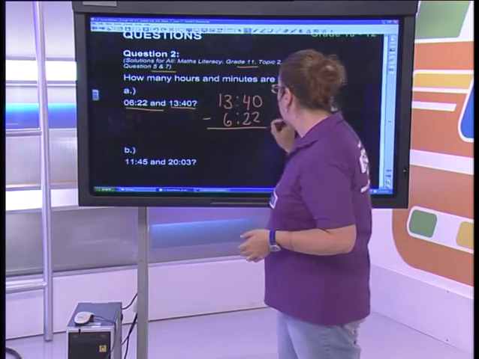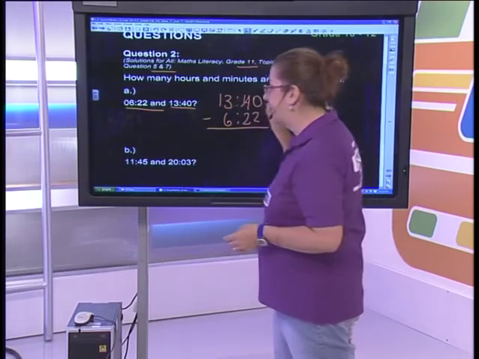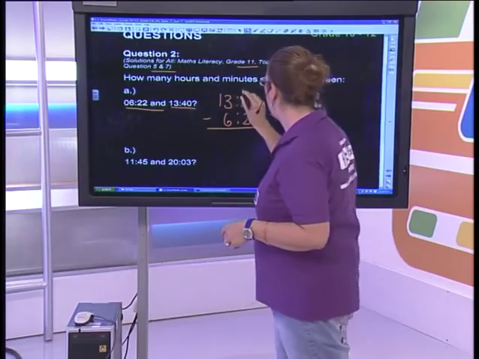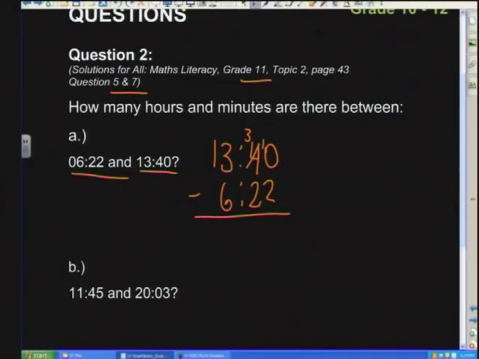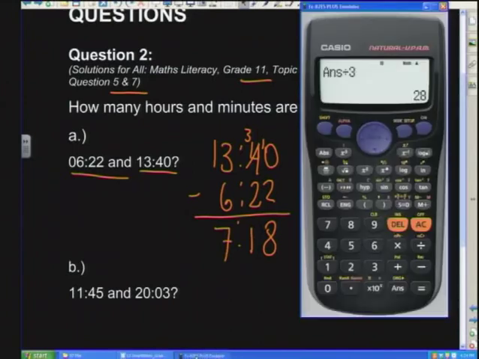So 0 minus 2. Now I can't take 0 minus 2, so I borrow from there. And here I am borrowing a 10 because there are more than 10 minutes. So 10 minus 2 is 8. That's 1. And 13 minus 6 is 7. On the calculator, which would be a whole lot easier, I would say 13 hours, 40 minutes minus 6 hours, 22 minutes. And I get an answer of 7:18. That's perfect. Let's do the next one.